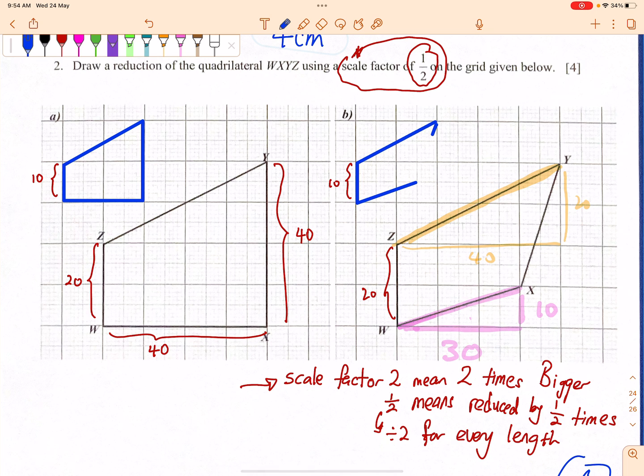Okay, now the last line I can just join it, or I can use the same idea, alright? So since this is 10 squares, I will have 5 squares. This is 30 squares, so I'll have 15 squares altogether. So 5 squares to the right, then 15 squares up. Alright, so this is how you get the reduction of the quadrilateral.